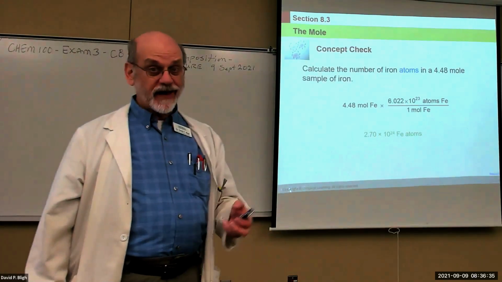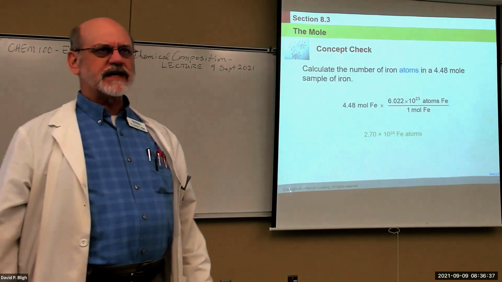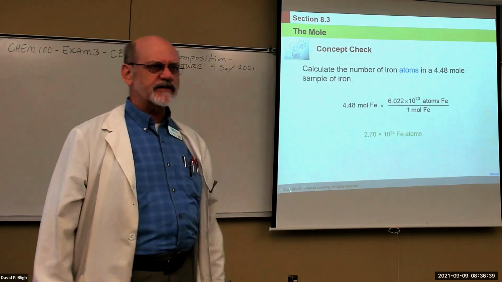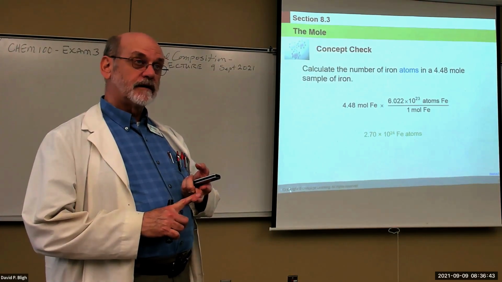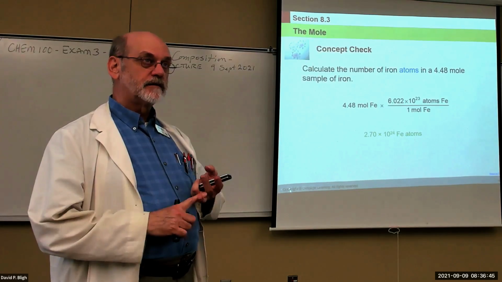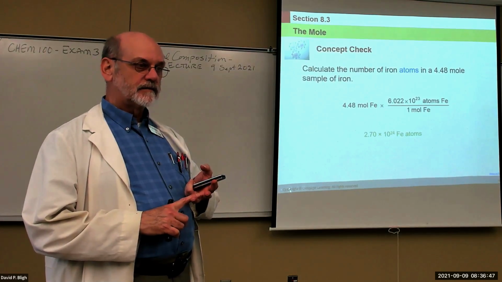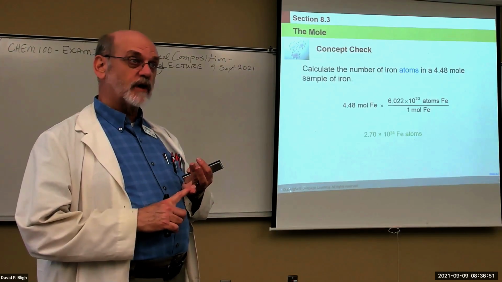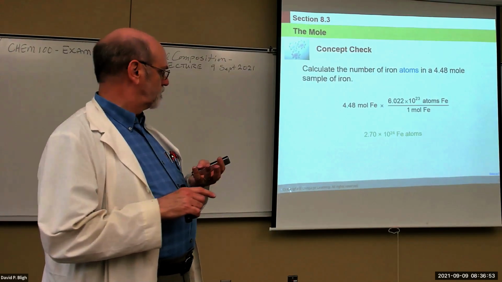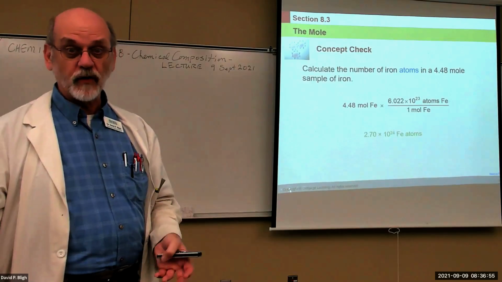So there are a lot of atoms there. Let's see, what's 10 to the 24th? 10 to the 6th is 1,000,000. 10 to the 9th is 1,000,000,000. 10 to the 12th is a trillion. 10 to the 15th is a quadrillion. You know, just keep going.